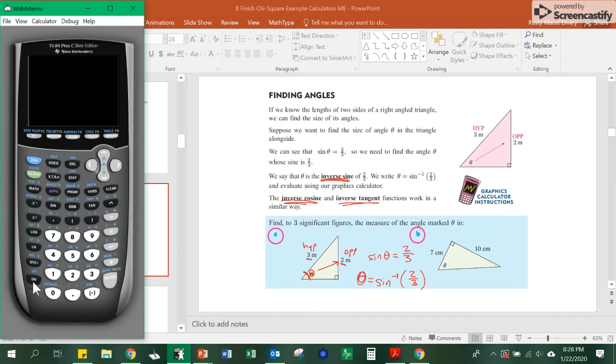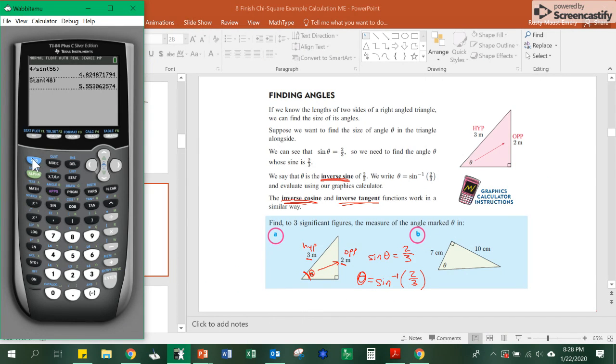So inverse sine, you've got to do second, right? So second sine, and then 2 divided by 3, close the parenthesis, hit enter. 41.81, and so on, would be your answer to part A here, 41.81.